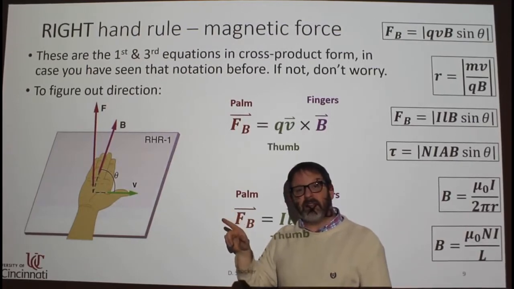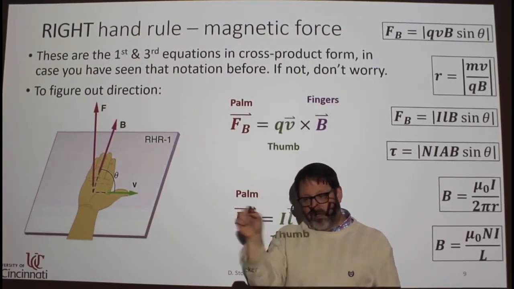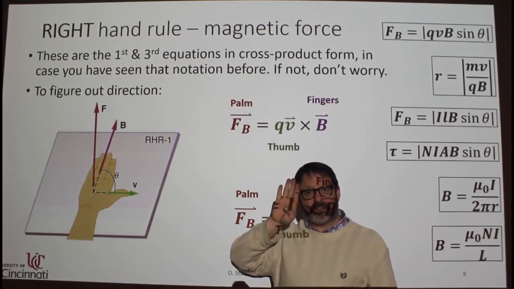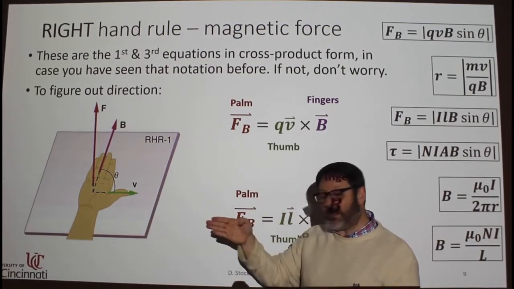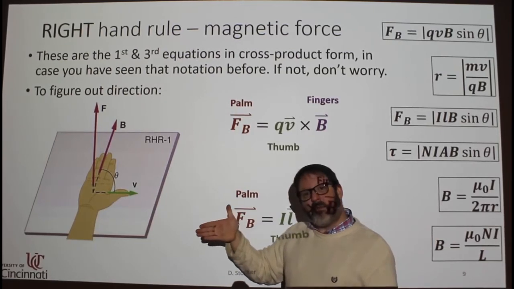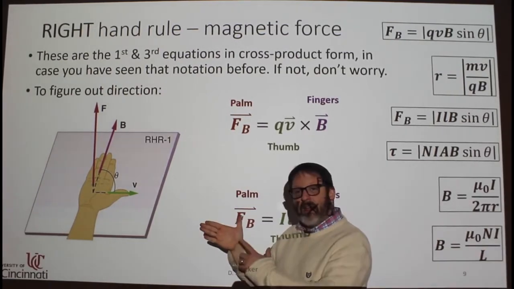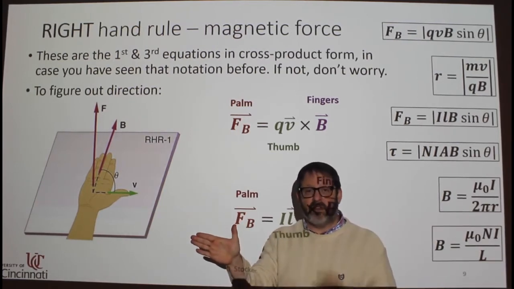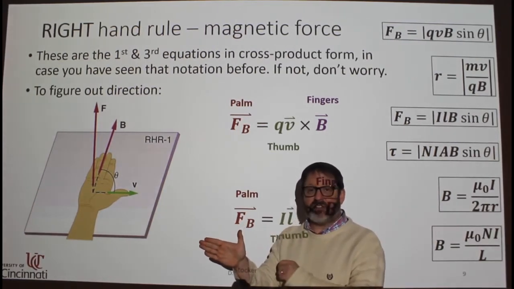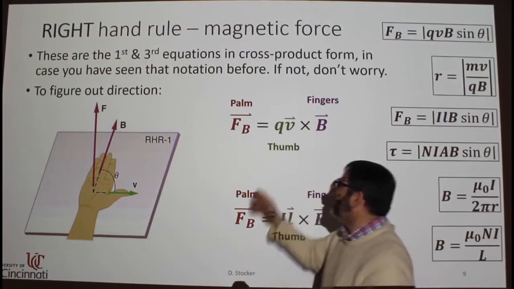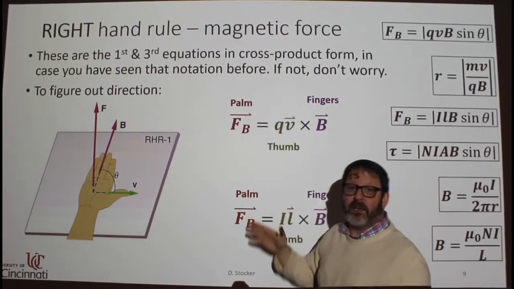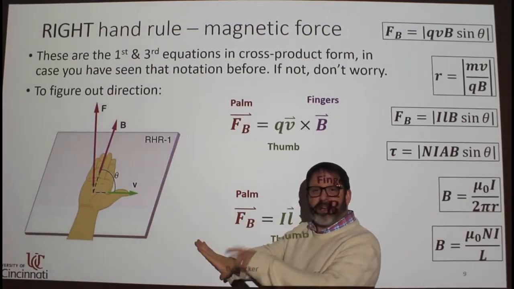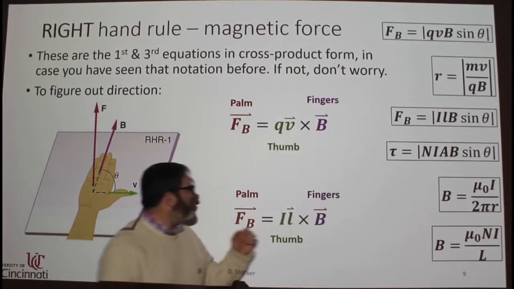A lot of times magnetic fields are drawn with one line after another, which looks a lot like your fingers. So point your fingers in the direction of the magnetic field, your thumb in the direction that the particle is moving, and your palm will be facing the direction of the force. That is, if the charge you're talking about is positive. Notice there's a q in here as well. If the charge is negative, then it's reversed. So the force would come out of the back of your hand.